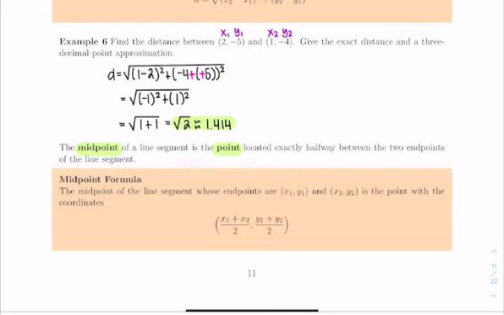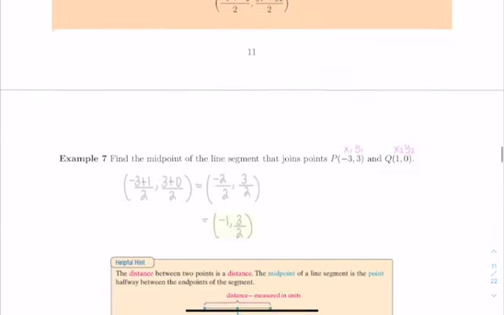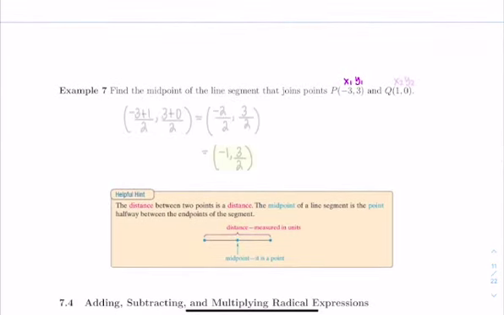So again, I'm just going to label mine in order, but it does not matter. So P is going to be x1, y1, and Q is going to be x2, y2. And so using the formula, we have x1 plus x2, so -3 plus 1 divided by 2. And then looking at our y's, we take the average. We have 3 plus 0 over 2.